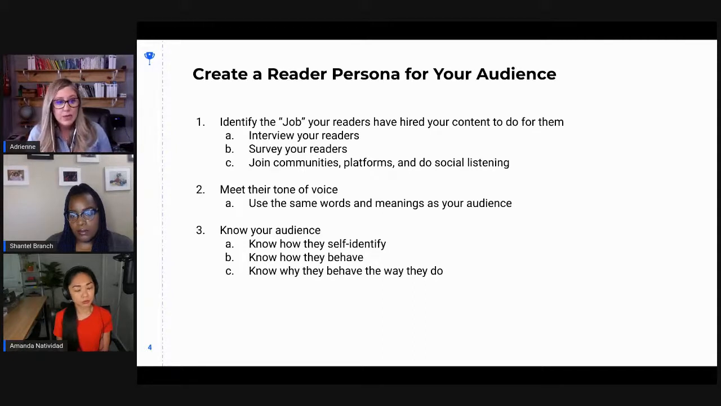A second way to identify it, outside of your interviews and those conversations, is to survey your readers. And I think that's a really easy thing you could do even in the content itself. Just a little pop-up, one or two questions. It doesn't have to be these huge 150-question surveys that take 45 minutes.